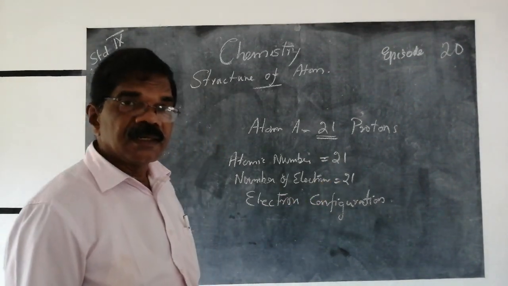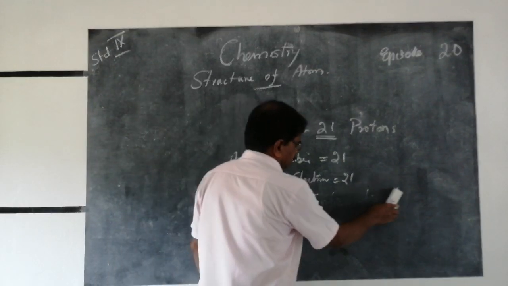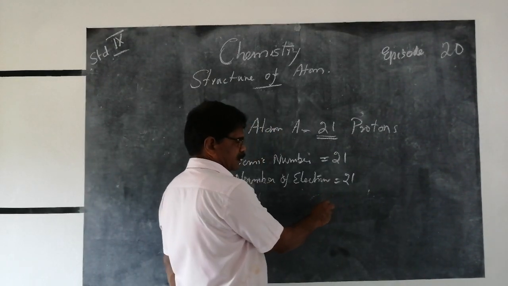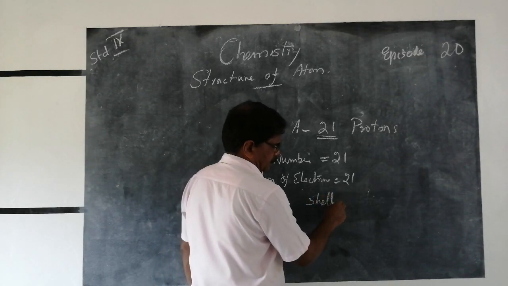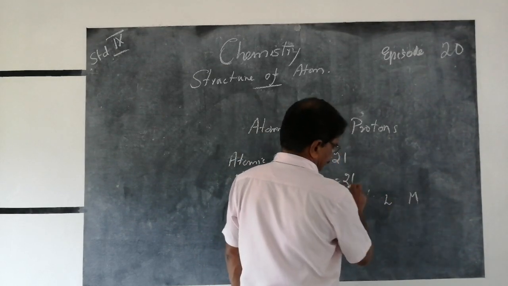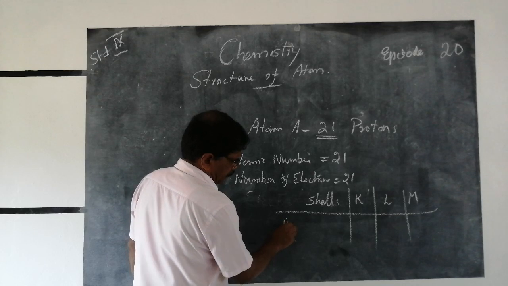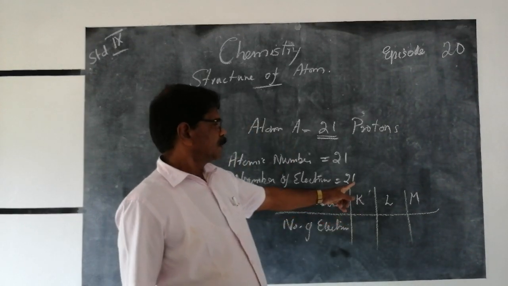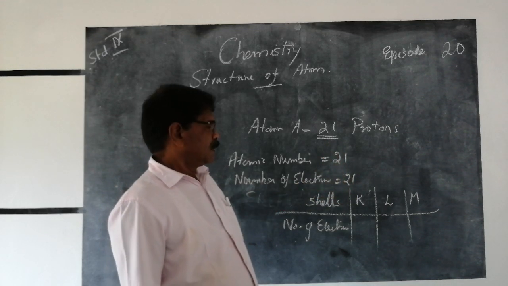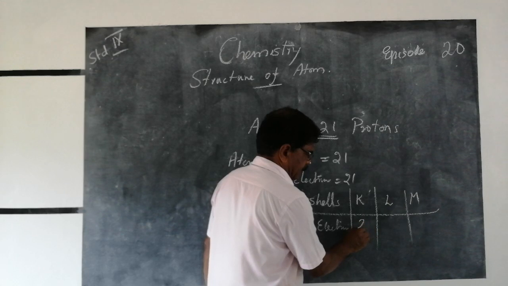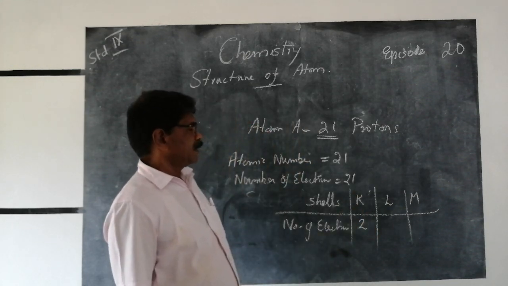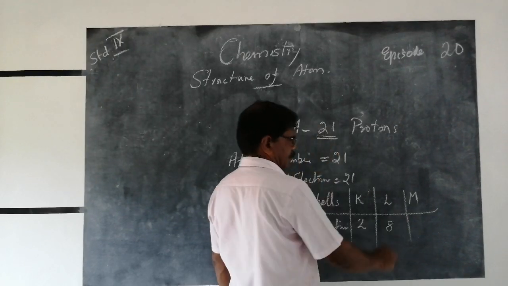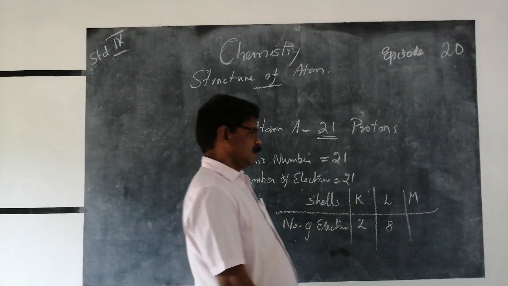If the number of electrons is 21, then you may be asked in the examination to write the electron configuration of this element. Number of electrons 21. Therefore, what are the different shells? The different shells are K, L, M. Total number of electrons 21. What is the maximum number of electrons? According to K, only 2 seats in K. Then in L, 8. Then remains 11.